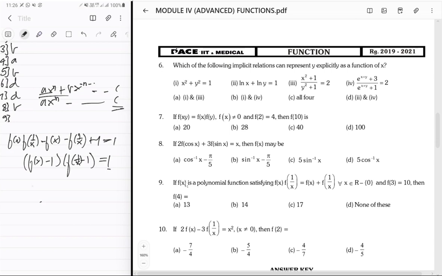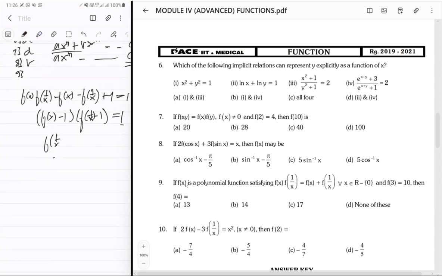And also the fact is that what it's actually saying is that f of 1 upon x, let's just call this whole thing g of x, right? So basically g of x times g of 1 upon x is equal to 1. So g of 1 upon x is equal to 1 upon g of x, right?